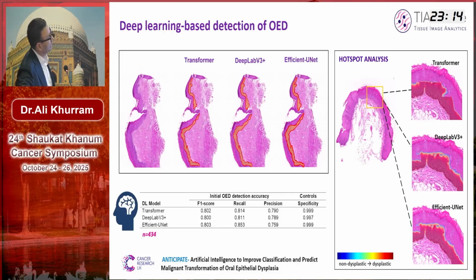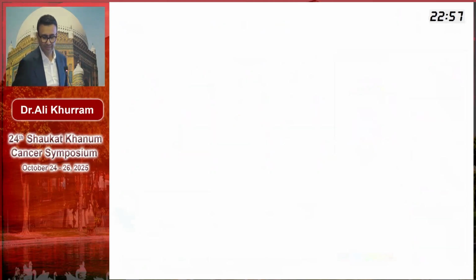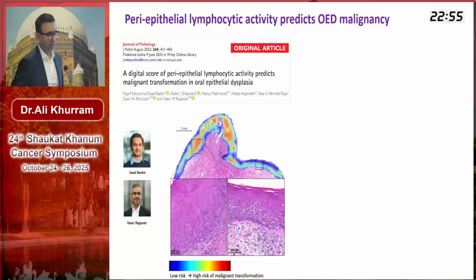But not only that, we could also get this sort of hotspot type activity, in the sense of which areas or regions were contributing to a model's decision of whether something was dysplastic or not, because we wanted it to be explainable and we wanted to see whether what the model is picking actually makes sense. So when we looked at it closer, all these areas which were lighting up in these predictions by AI models had quite a significant number of periepithelial lymphocytes.